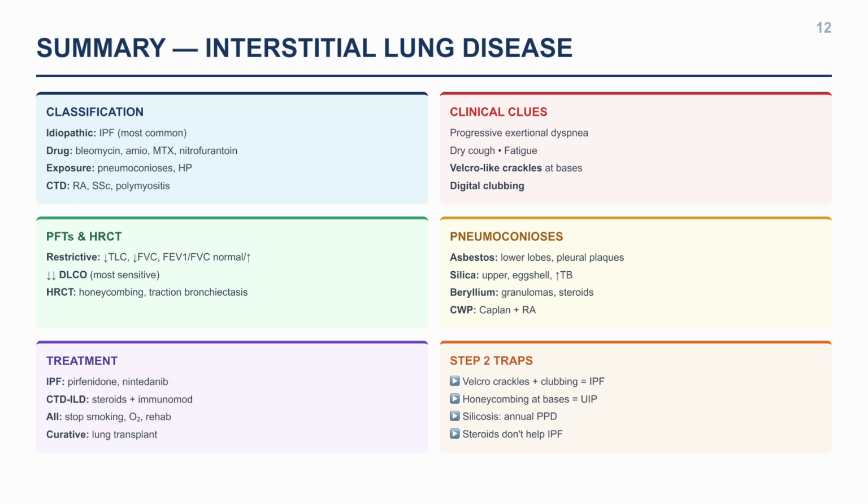Pneumoconiosis. Asbestos hits the lower lobes with pleural plaques and increases lung cancer risk. Silica hits the upper lobes with eggshell calcifications and increases tuberculosis risk. Beryllium causes sarcoid-like granulomas treated with steroids. Coal workers with rheumatoid arthritis get Kaplan syndrome.